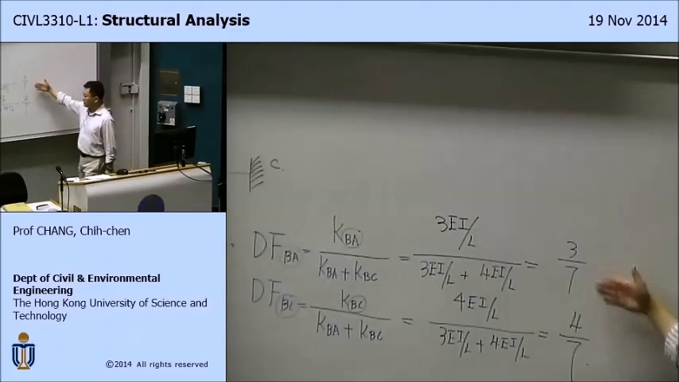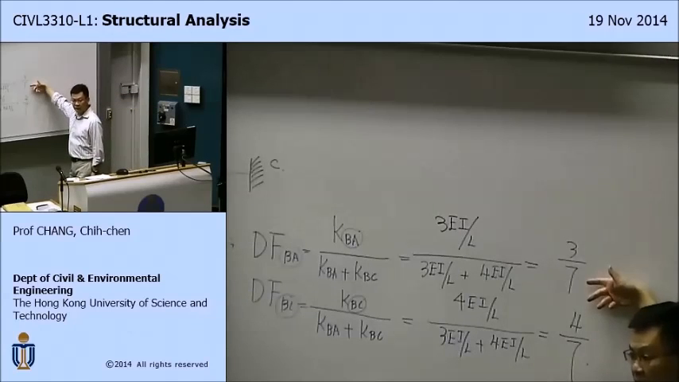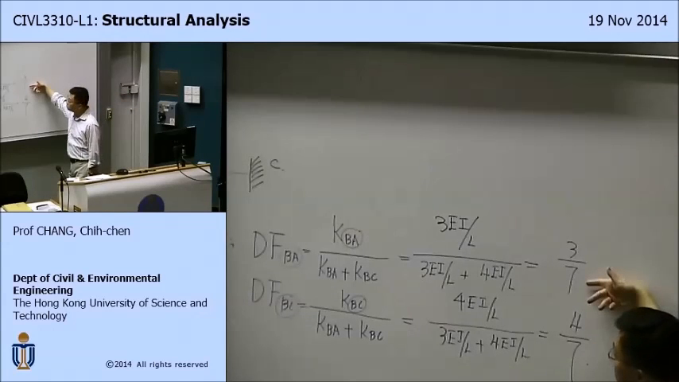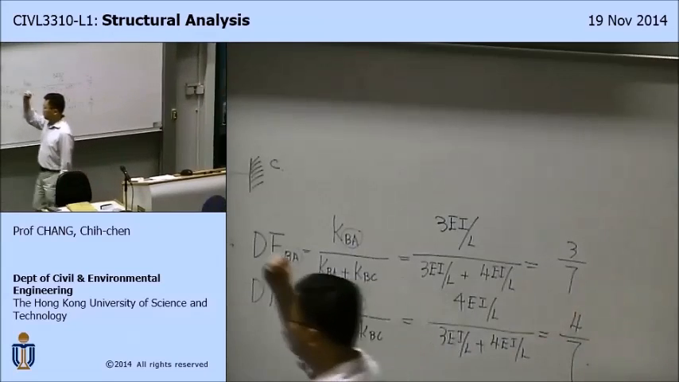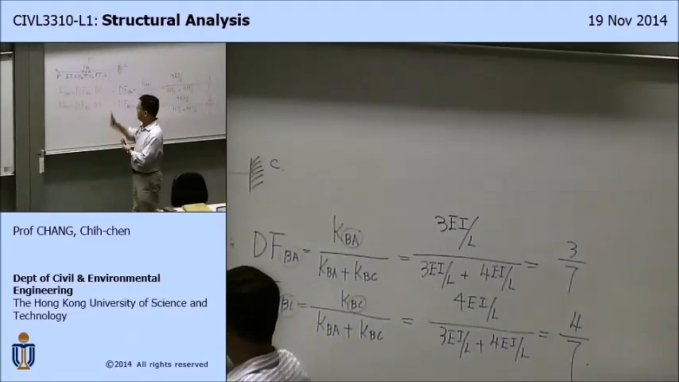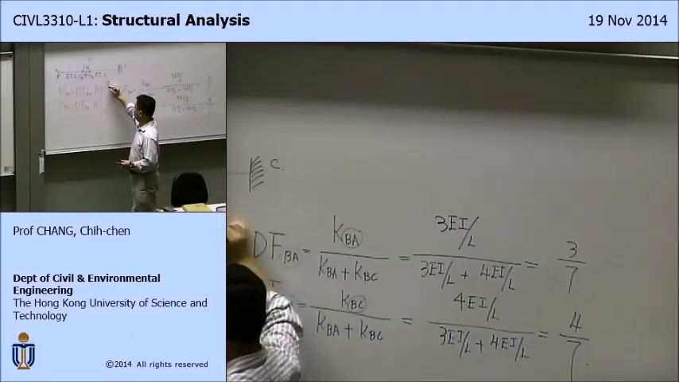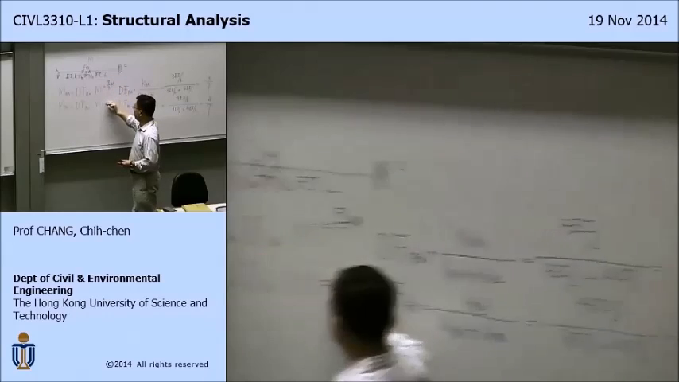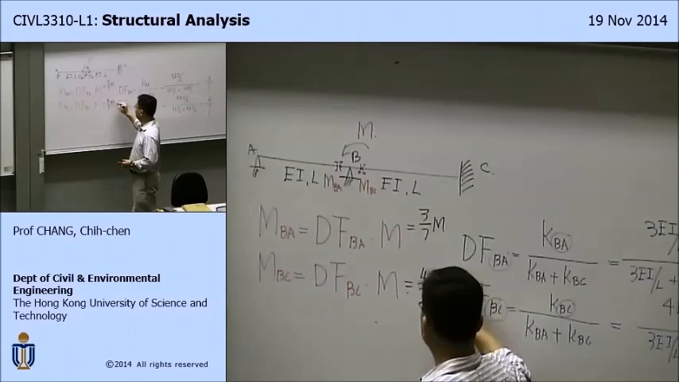If you follow this concept, you calculate the distribution factors, and then you just take the distribution factors and put them here. Then you have 3 over 7 M, and this is 4 over 7 M.